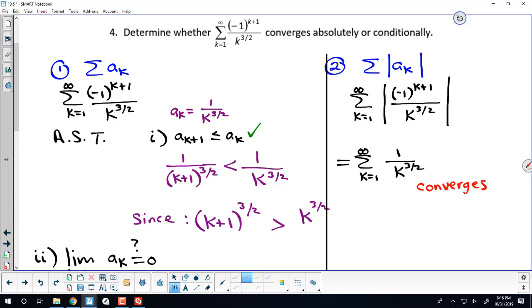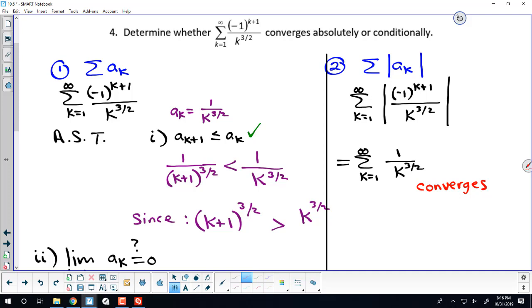Well, we tested the alternating series, right? Just because the alternating series converged doesn't mean the series itself converged. Like if this series were the alternating harmonic, we would say the alternating harmonic converges, but this here would output the harmonic series and it diverges. So the question is how do we know if 1 over k to the 3/2 converges or not?